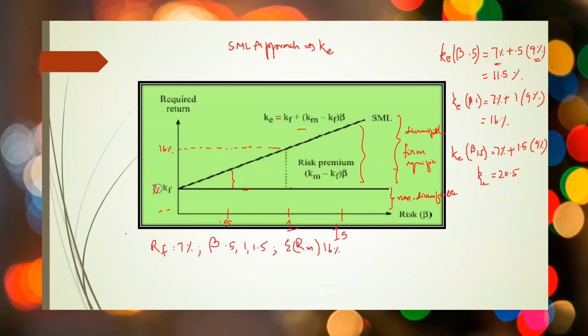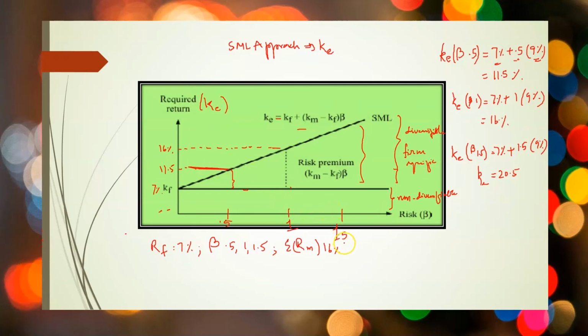So 7% is your KF. So the 9% is your risk premium. When your risk level is at 1 time, the cost of equity will be at 16%. Whereas when your risk level is at 0.5 time, when your stock beta is at 0.5, your return will be somewhere at 11.5%. So it is half the time of your risk premium, 4.5%. So 11.5% is your KE, required rate of return, nothing but KE.